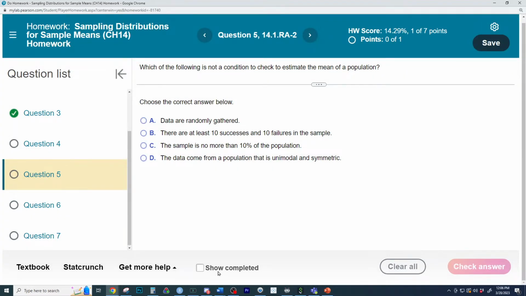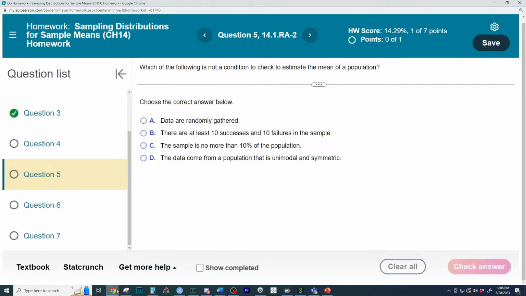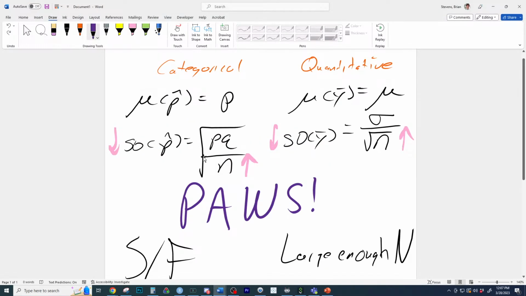Which of the following is not a condition to check when estimating the mean of the population? Here we'll do 5 through 7. Is it just multiple choice? Oh, no, that's a tougher one. Not tough, but we got it. And very clearly, we have the conditions over here. When it's categorical, it's success failure. And when it's quantitative, it's large enough n.